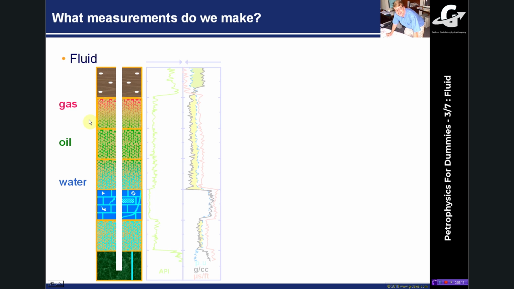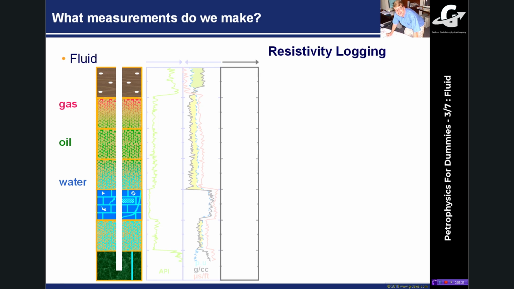So here we have our reservoir, our pore space filled with these fluids sitting one on top of the other. Obviously the oil floats on top of the water, and the gas here that I've put in floats on top of that too. So how do we determine what fluid is in our reservoir? Well, we make what's called some resistivity measurements, resistivity logging.